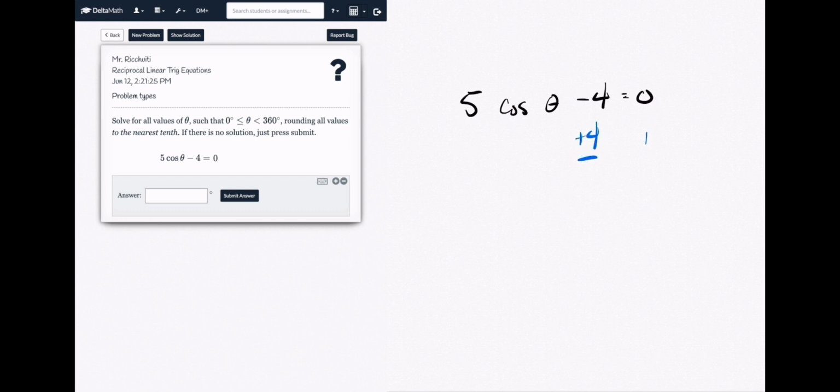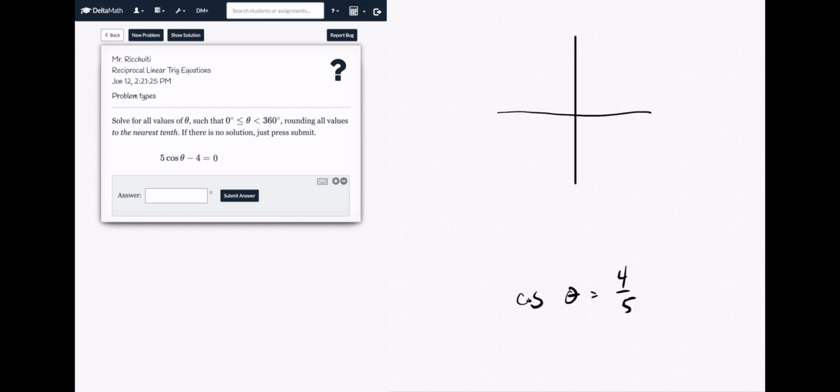So for example, we might begin here by adding 4 on both sides of this equation, giving us 5 times cosine theta equals 4, and then dividing by 5 on both sides of the equation. That gets us that cosine theta is equal to 4/5. Recall that on the unit circle, cosine is represented by an x-coordinate. X equals 4/5 we can represent with a vertical line, and we can see that we should expect two solutions, one in quadrant 1 and one in quadrant 4.